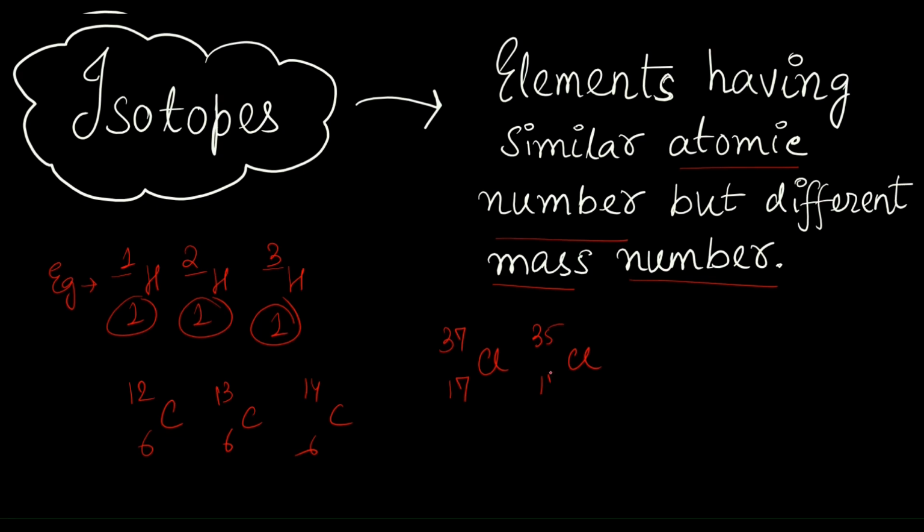This isotope of hydrogen is known as protium, this is deuterium, and this is tritium. So what differs is the mass number in all the three cases.